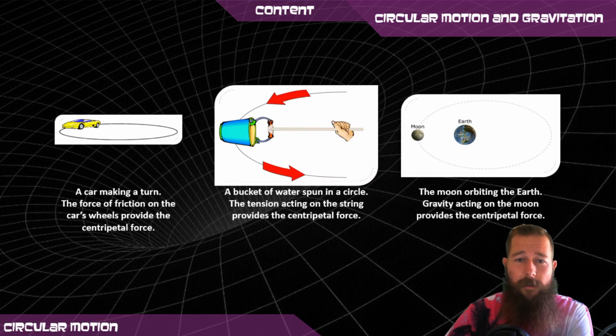We can also have a look at other examples where objects move in uniform circular motion and the forces acting on them. So in the case of a car going around a track in a circular motion, the friction of the car's wheels on the track provide that centripetal force. When a bucket of water is spun on a string, the tension in the string provides the centripetal force. So both those examples can be considered contact forces. However, in another example, the moon traveling around the Earth, gravity is the force that's providing the centripetal force to keep the moon in its circular motion.